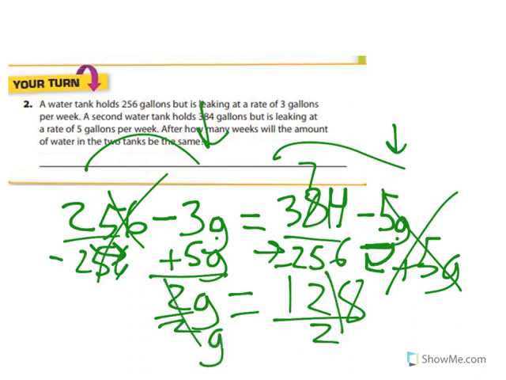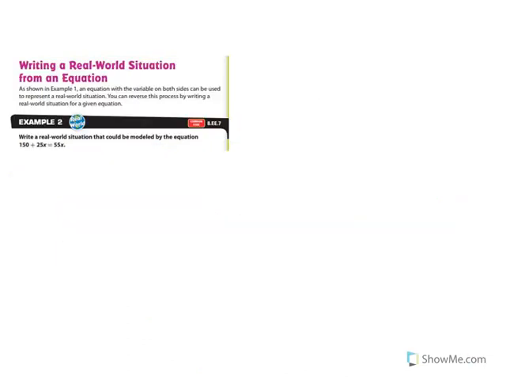And hopefully you guys can do this in your head. Dividing by 2, right? We can go from left to right. So that's 64 equals G. All right, so after 64 weeks, the amount will be the same.